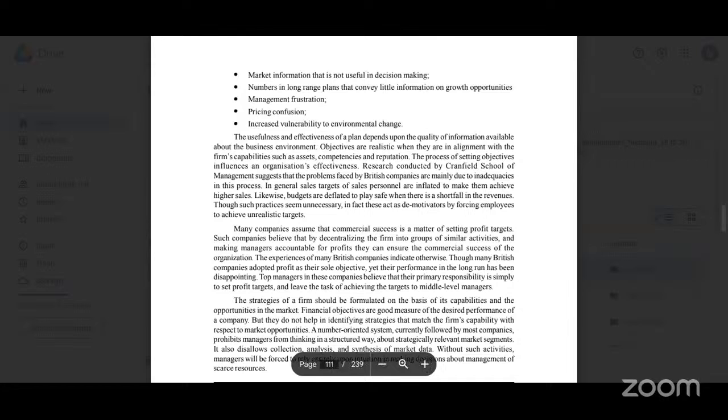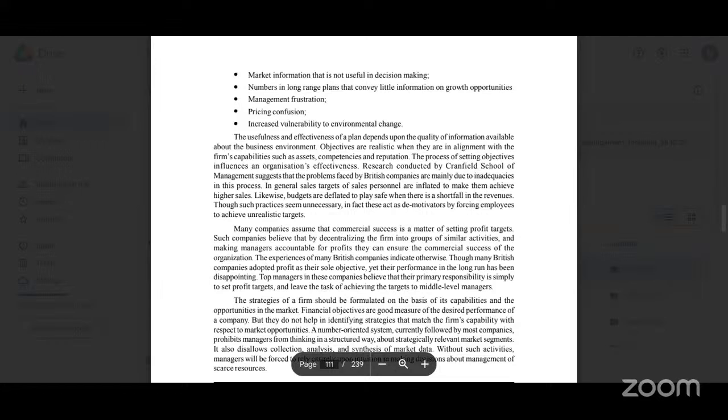Research conducted by Cranfield School of Management suggests that the problems faced by British companies are mainly due to inadequacies in this process. And what is this process? The marketing planning process. In general, sales targets of sales personnel are inflated to make them achieve higher sales. Likewise, budgets are also deflated to play safe when there is a shortfall in the revenues. Those sales practices seem unnecessary. In fact, these act as demotivators by forcing employees to achieve sometimes unrealistic targets.